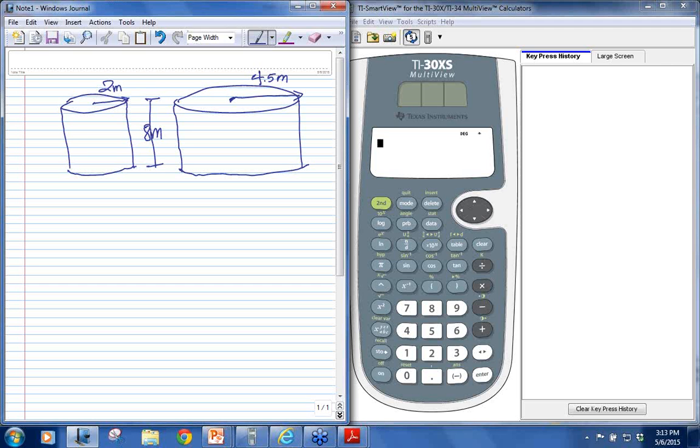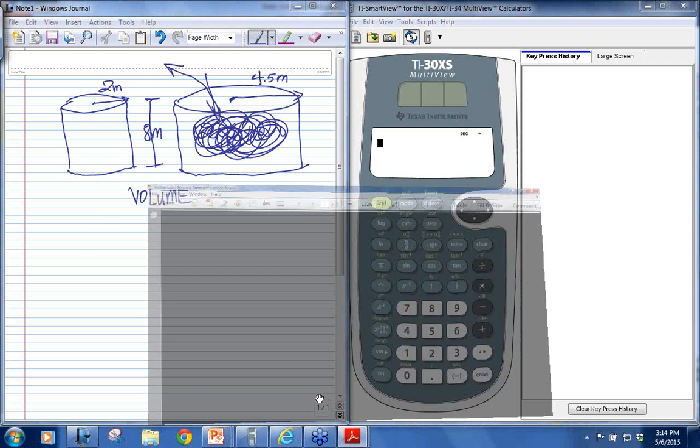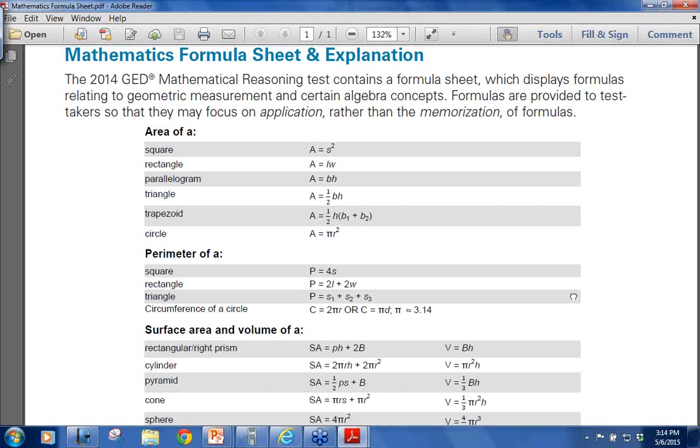So looking at this, now I can clearly see we're dealing with a cylinder. Okay, so now we're trying to get all of the gravel, all of the soil and dirt out of here. So if you're talking about everything that's in here, we're looking at volume. So let's look at our calculator formula sheet, and let's see if we have that.